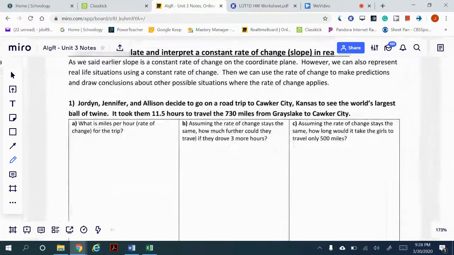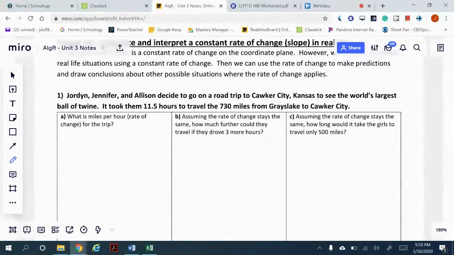All right, so let's dive right into this situation here. So we've got Jordan, Jennifer, and Allison going on a road trip to Cawker City, Kansas to see the world's largest ball of twine. And yes, I did my research on Google. That is the world's largest ball of twine, and that is a real place. So it took them 11 and a half hours to travel the 730 miles from Grays Lake to Cawker City.